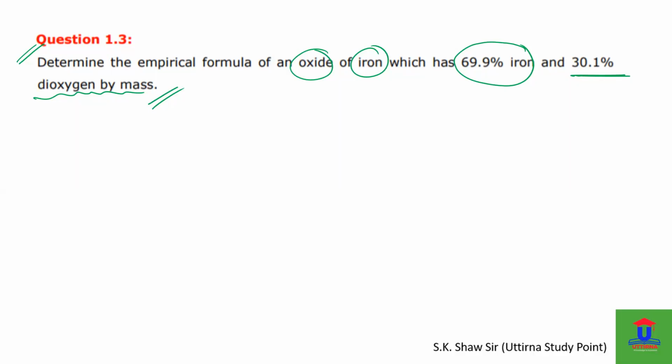Sir, what is the atomic mass of iron? It is 55.9 approximately. You take 56. Okay.